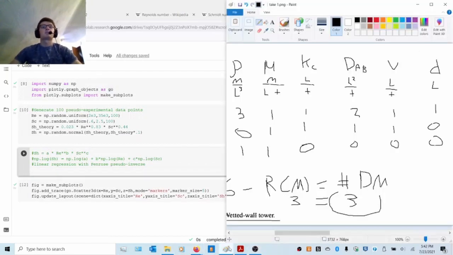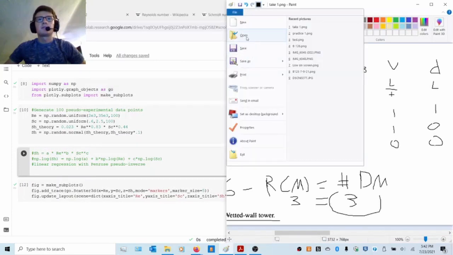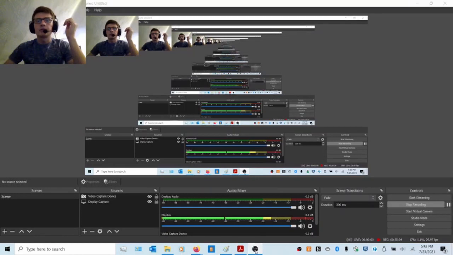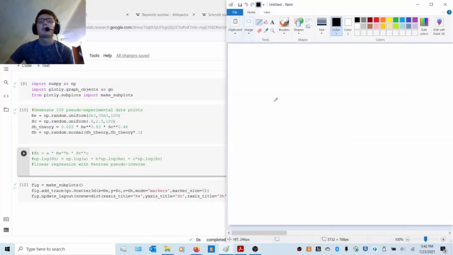Well, that's a great thing to explain over here in Paint. So I'm going to save this. I'm going to do File, New, and I'm going to call this new file. How much time have I gone through so far? 35 minutes. I'm doing really great on time. I'm really happy about that.